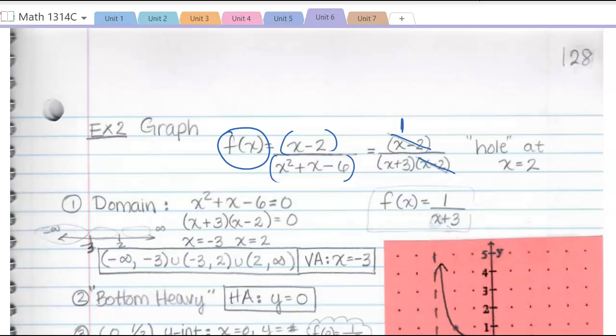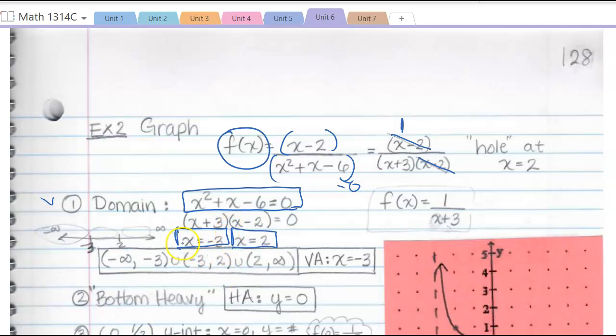Going down our list, the very first thing we do is find our domain as well as our vertical asymptotes. So we're going to get our denominator and set it equal to 0, and that's what we have right here. This should remind us of the quadratic unit where we factored and then set each factor equal to 0 so that we can find these values here.